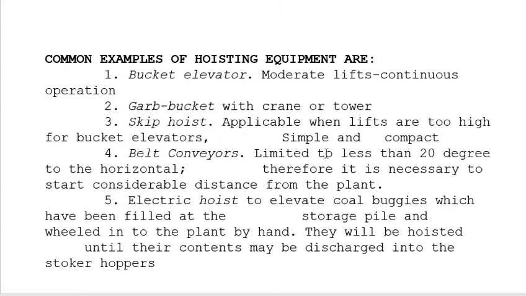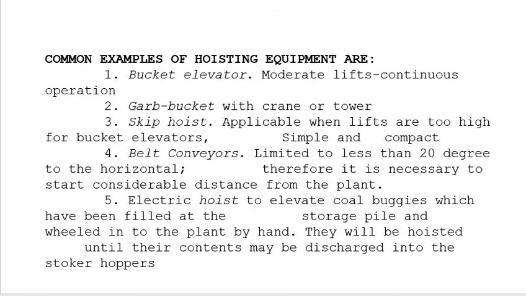Fifth is the electric hoist to elevate coal buggies which have been filled at the storage pile and wheeled into the plant by hand. They will be hoisted until the contents may be discharged into the stoker hoppers. So these five should be remembered as common examples of hoisting equipment.